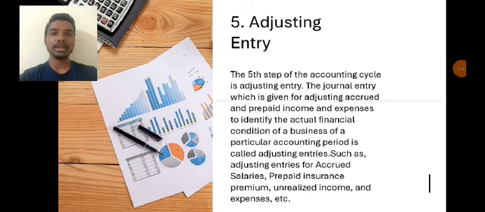Fifth one is adjusting entry. The fifth step of the accounting cycle is adjusting entry. The journal entry which is given for adjusting accrued and prepaid income and expenses to identify the actual financial condition of a business in a particular accounting period is called adjusting entries, such as adjusting entries for accrued salaries, prepaid insurance premium, unrealized income and expenses, etc.